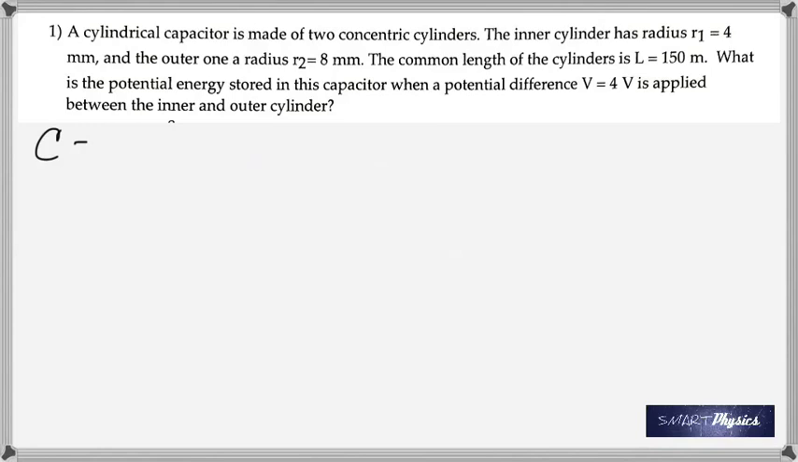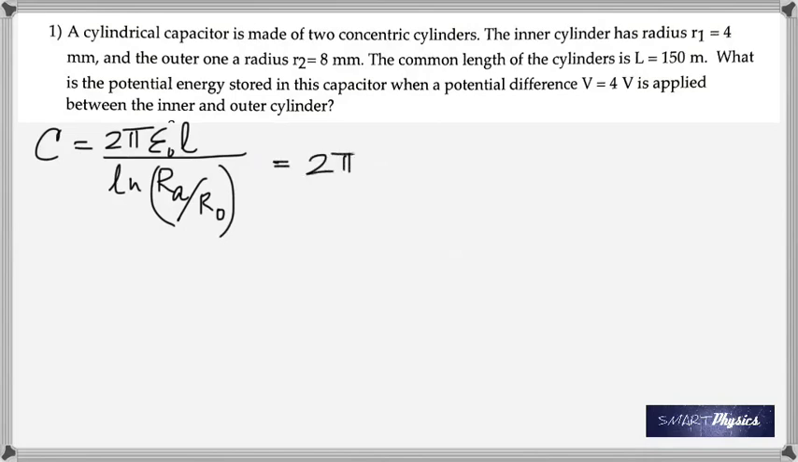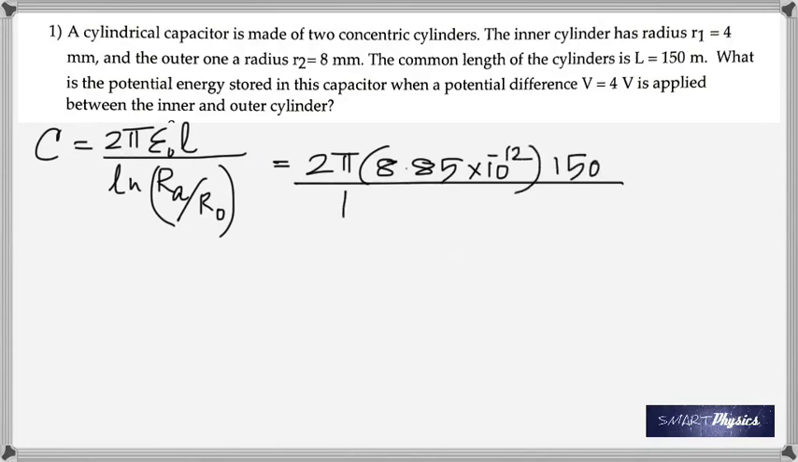Now remember that potential energy is not potential. Potential energy is the product of charge and potential difference. So first you have to find the capacitance using this formula, 2 pi epsilon naught times the length by natural log Ra by Rb, where Ra is the radius of the outer cylinder and Rb is the radius of the inner cylinder.